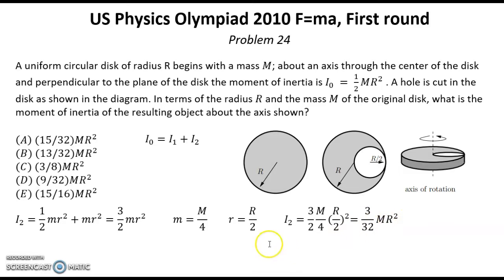And finally we can find I1, the part of the disk with the hole. That will be 1/2 minus 3/32, which is 13/32 MR², which is the correct answer B.